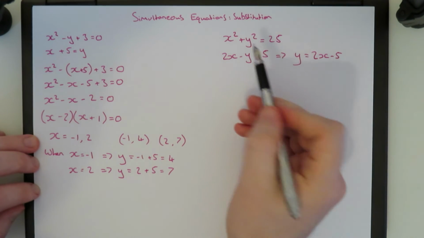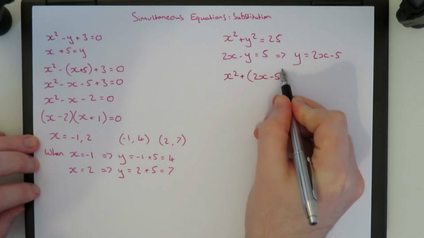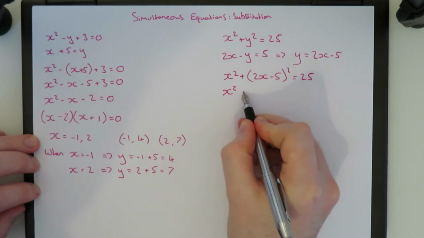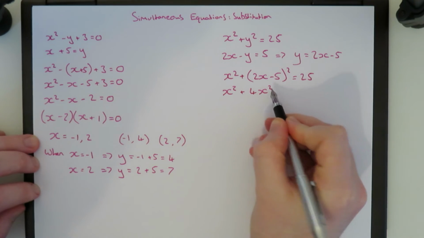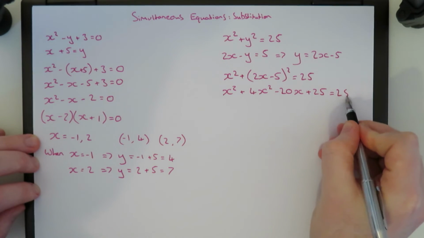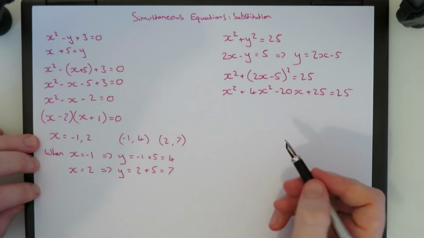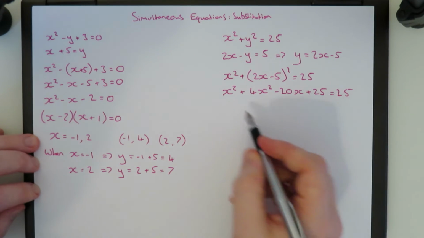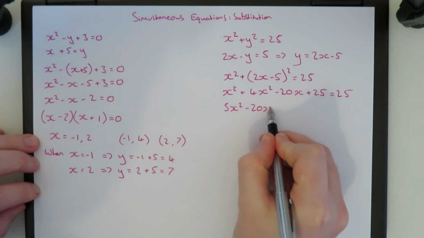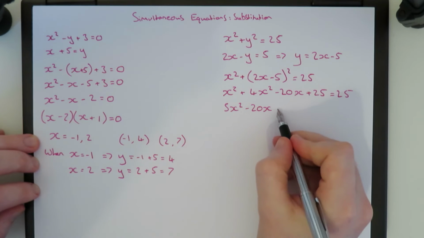We can then substitute this into here, so x squared plus y squared, where y squared is 2x minus 5 squared, equals 25. We can then multiply out that bracket and get 4x squared minus 20x plus 25. Now we need to collect like terms here, we need to get it all equal to 0. So I'm going to do that in just one step. I'm going to say that this here is 5x squared minus 20x, and minus 25 off both sides, that will just be 0.